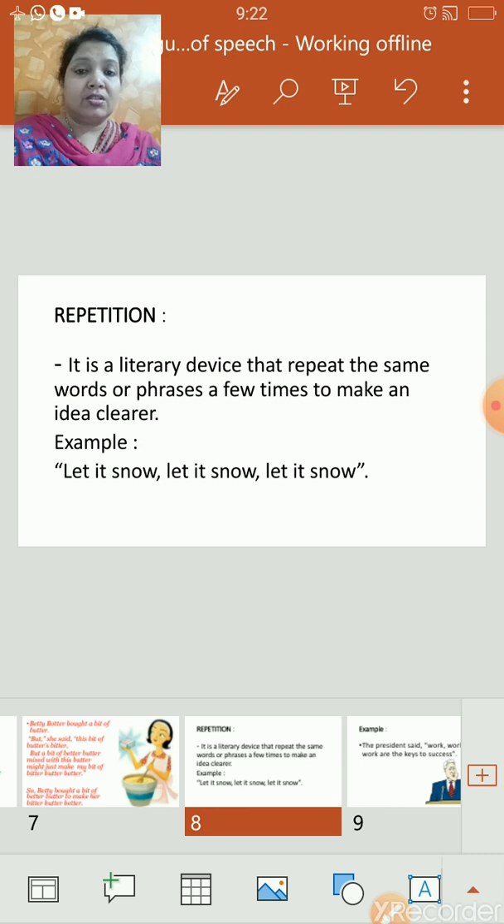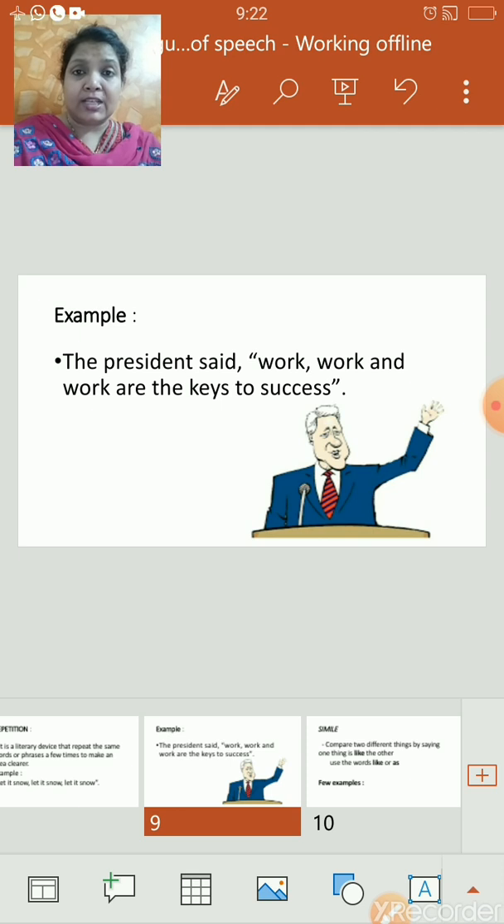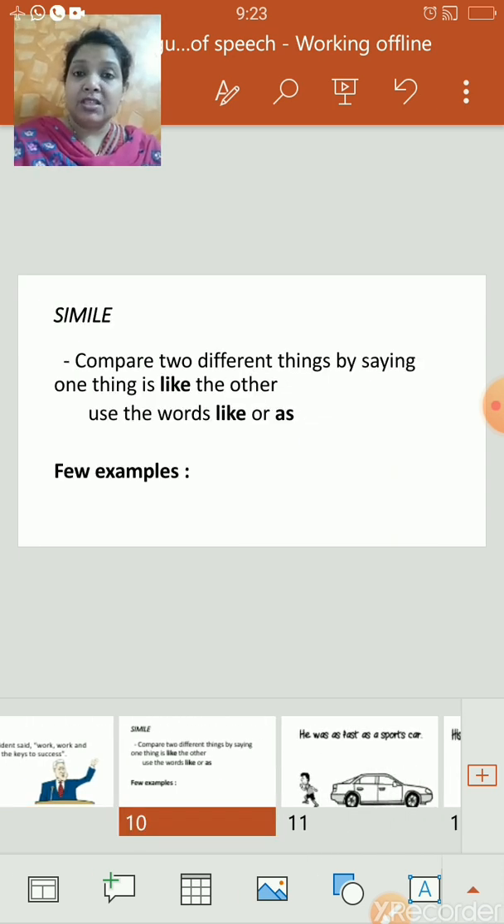Now, let us come to the next one, that is repetition. In repetition, a specific word or a specific phrase will be repeated. Example, let it snow, let it snow, let it snow. So, this is how we recognize the repetition. I gave you one more example wherein the president said work, work, and work are the keys to success. Over here, the word work is being repeated thrice, and that's the reason it is called repetition.